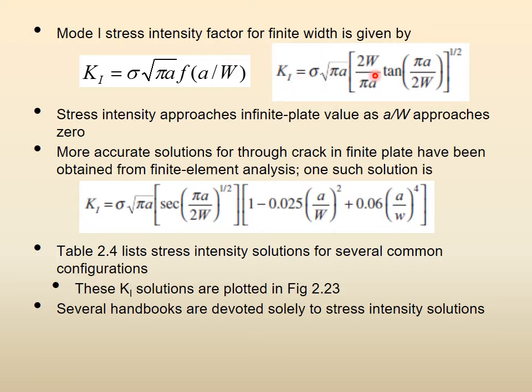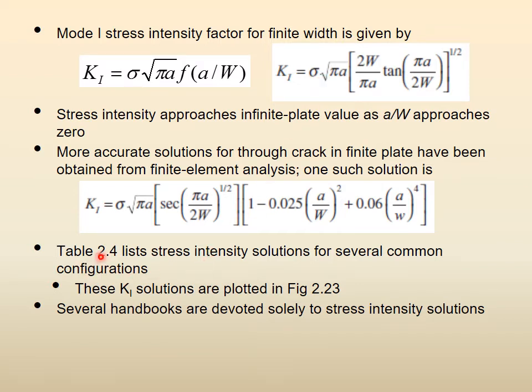So this is one, but more accurate solutions for a through crack in a finite plate have been obtained from finite element analysis. One such solution is this, which is now secant and some numbers. This is right, cos, tan, you understand, secant. So this is a sharp crack, not penny-shaped and so on, with a finite-width plate. And this is the same equation, central sharp crack, but by finite element rather than by theory.